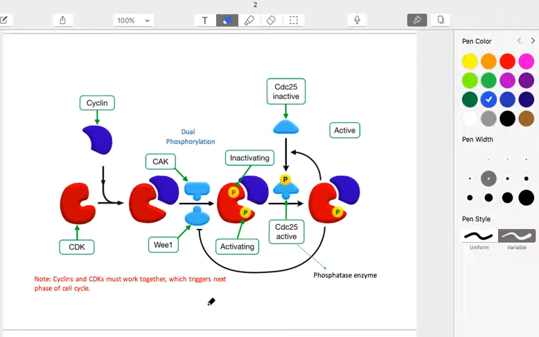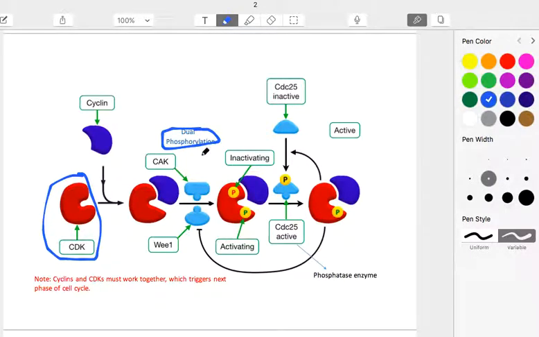Okay, let's look at this. This is cyclin, and you have cyclin dependent kinase here. The cyclin basically binds to the cyclin dependent kinase, and these two form a small complex structure. Now CDK is activated, right? Now it gets phosphorylated. There is a dual phosphorylation that will take place, as I mentioned before.